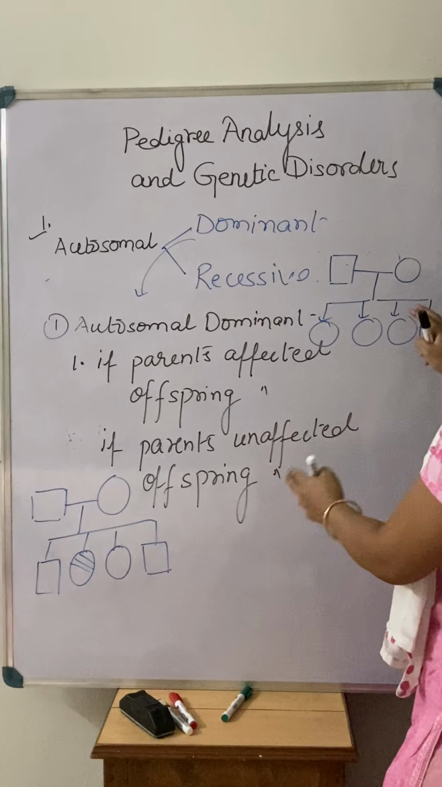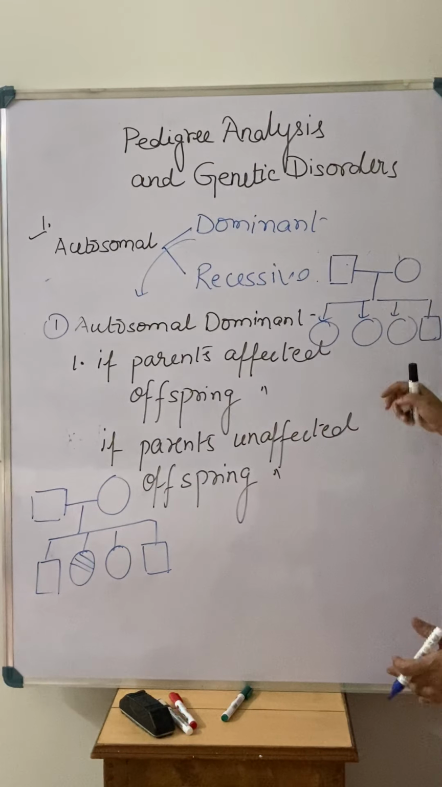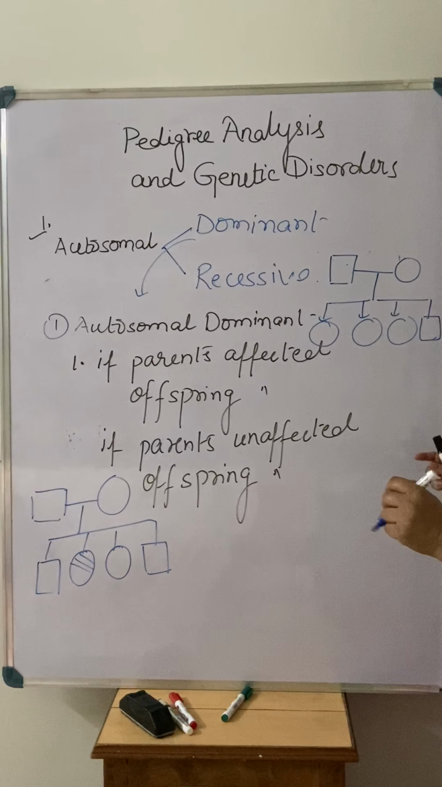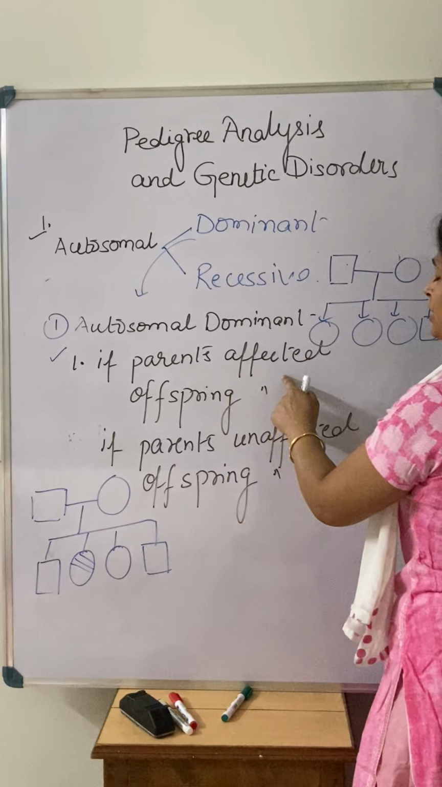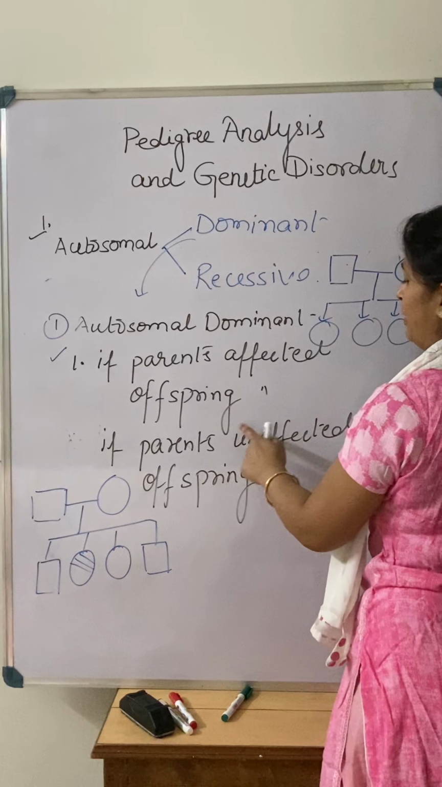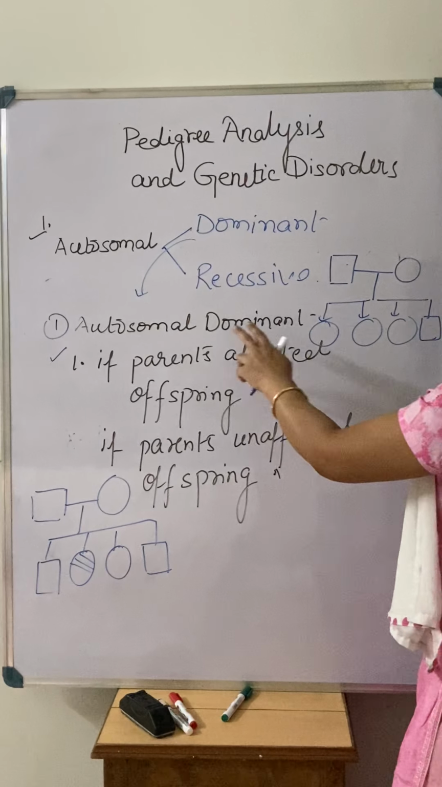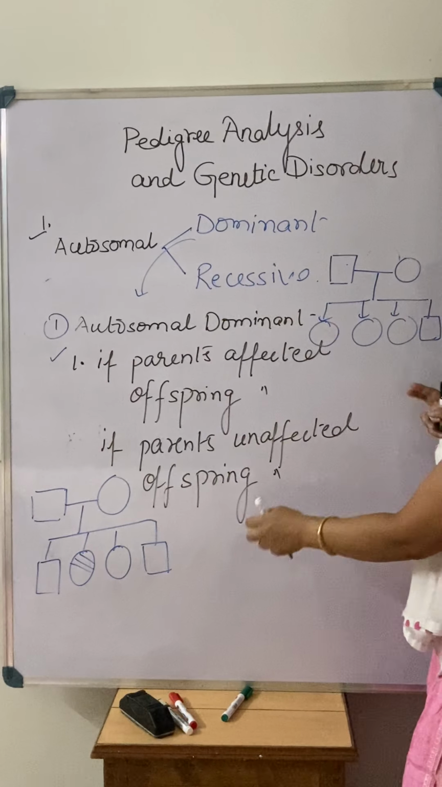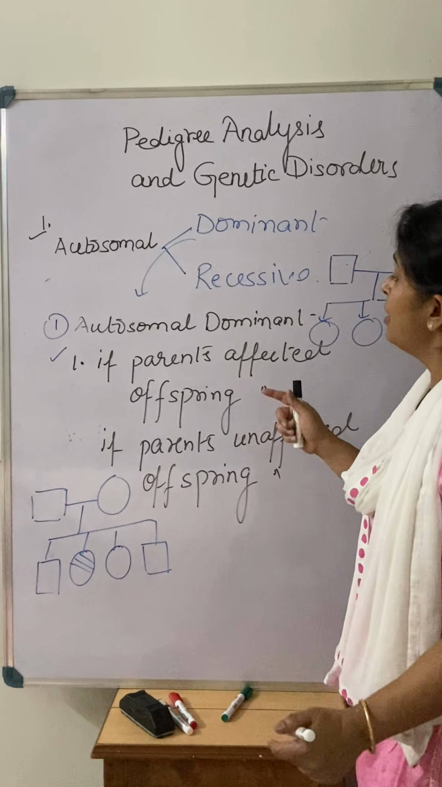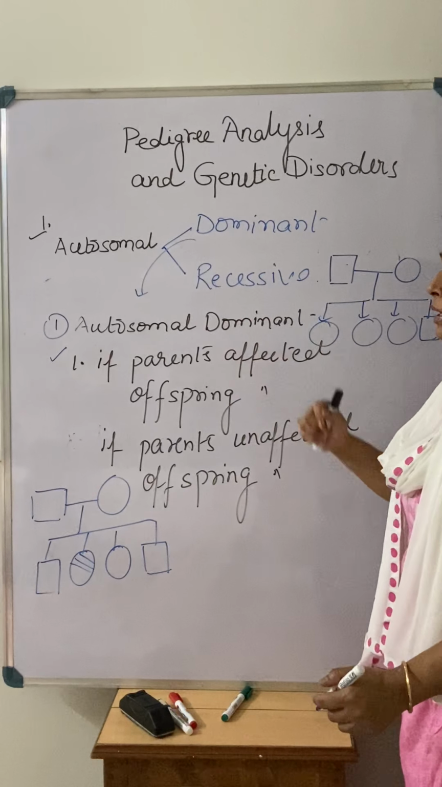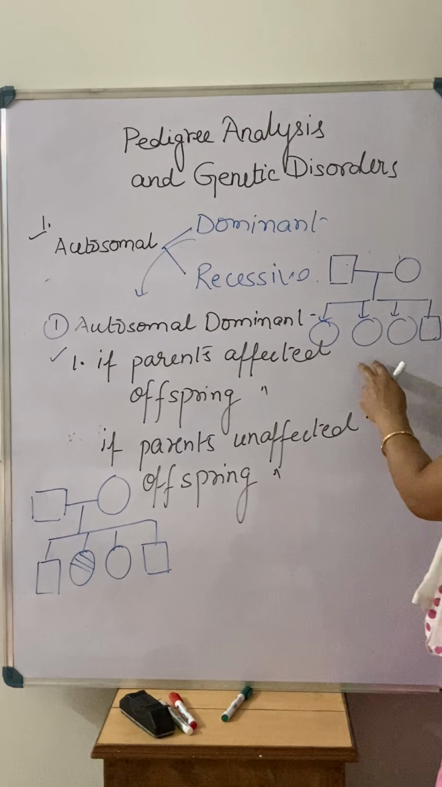By seeing these two pedigrees, how can we say, okay, this is dominant or this is recessive? For that, there is one thumb rule: if parents are affected, offspring are affected. If parents are unaffected, offspring are unaffected. So if you know this rule, and by seeing these two pedigrees, you will say, ma'am, okay, this is the autosomal dominant. Why? Because this pedigree is showing autosomal dominant. Why are we saying that?